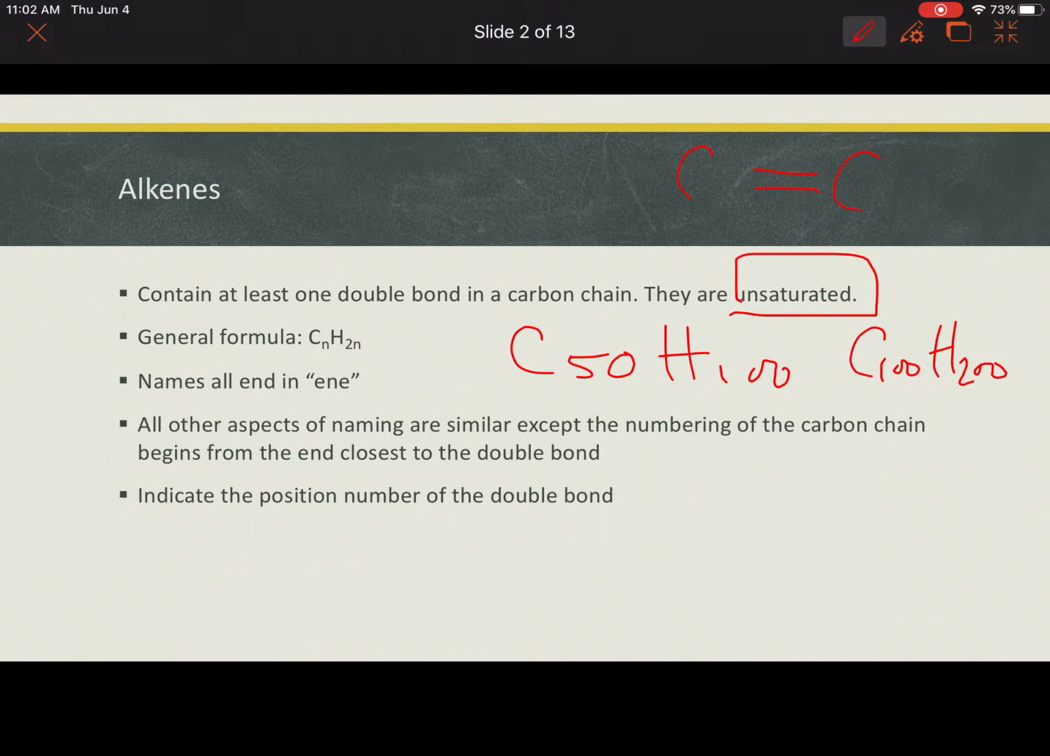Now, when we talked about alkanes, all the names ended in -ane. Now all the names of these will end in -ene instead. All the other aspects of naming are exactly the same. The only thing that is different is that the numbering of the carbon chain has to start from the end that is closest to the double bond. So you have to find where the double bond is, and that's where you start your numbering from. You also need to indicate the position number of the double bond.